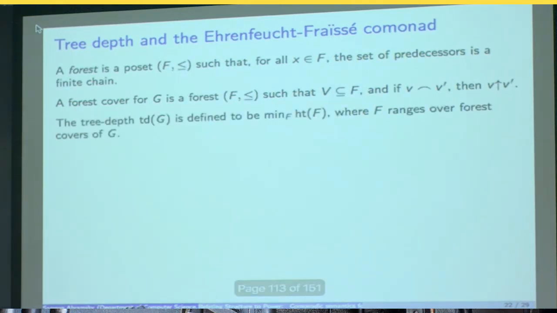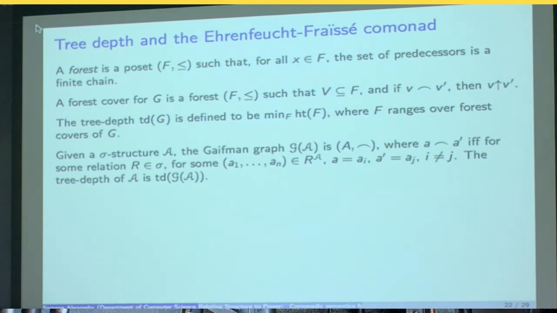So the tree depth is defined to be the minimum height of a forest which covers G. So when things are related, they all have to appear along a branch, and we're trying to squash down the tree so that we have branches that are no longer than they need to be. That's the way you should think of it.